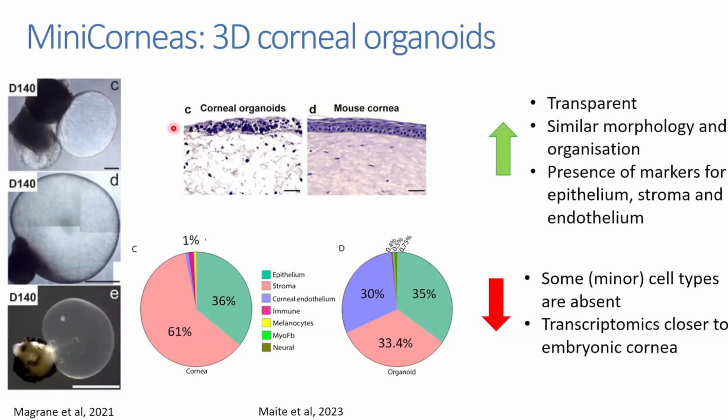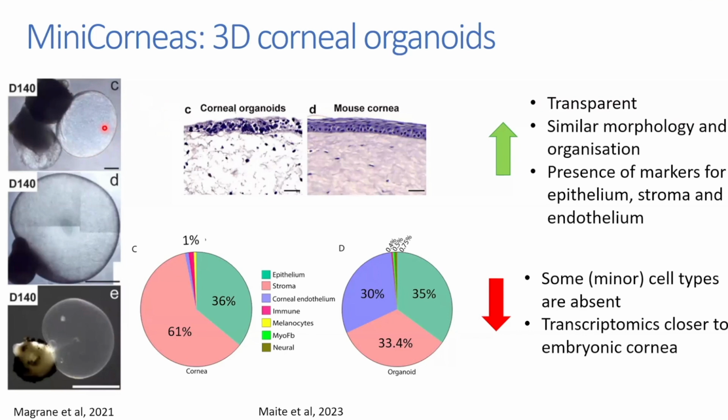So we can say that these models mimic the cells that are in a human cornea. Of course, there are still some disadvantages and limitations. There are very few cell types of the cornea, like blood vessels and melanocytes. So there are other cell types that are also part of the cornea. These are still absent from these models, so they're not fully recapitulating the cornea.